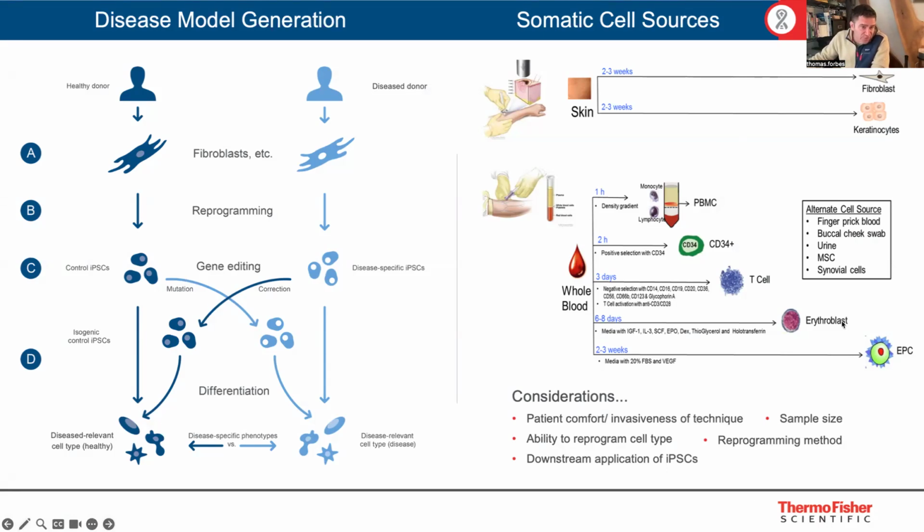Again, these are just some important considerations on the right here in actually obtaining cells for iPSC generation. We always have to think about things like patient comfort, sample size, the ability or experience that you might need to reprogram a certain cell type, the method that you're using, the cost of the application, right? And always, of course, I think big picture, the intended downstream application is important to consider as well.